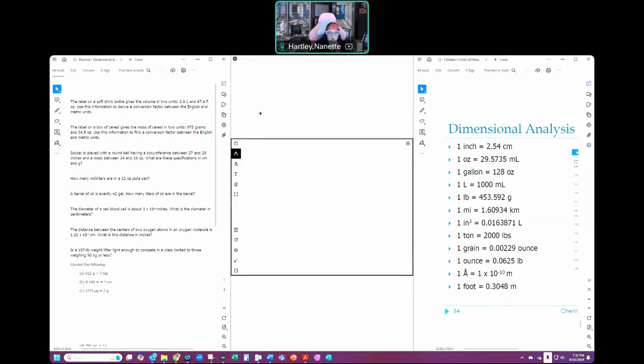What you'll see on my screen right here, hopefully, is the sheet from D2L. This is the dimensional analysis in-class practice that you'll find under Matter and Units of Measure. This is my scratch paper. And this is actually from the lecture for Matter and Units of Measure. This is slide 34 that has all of those conversion factors on it.